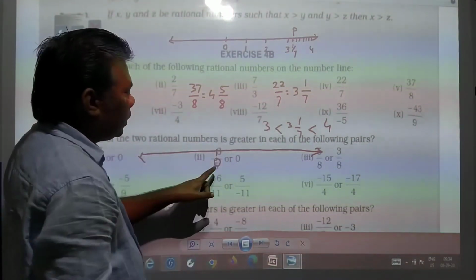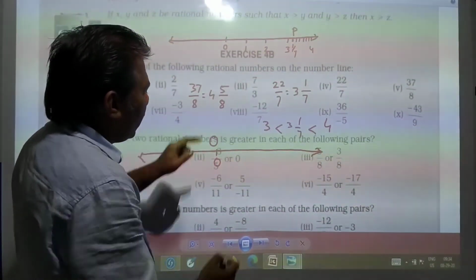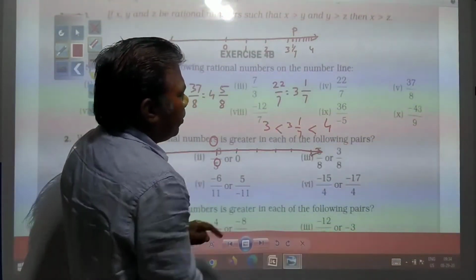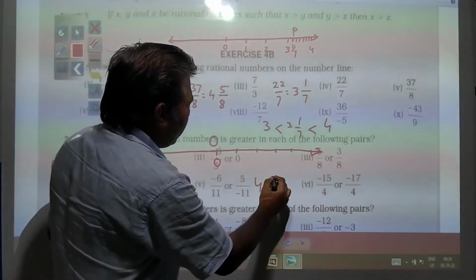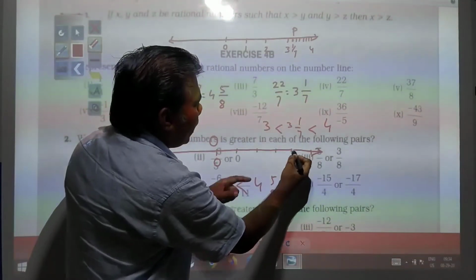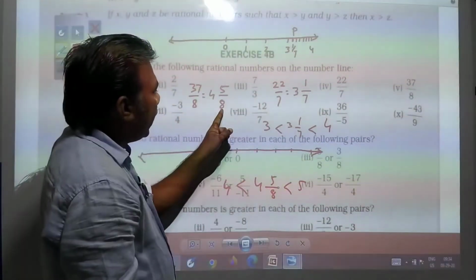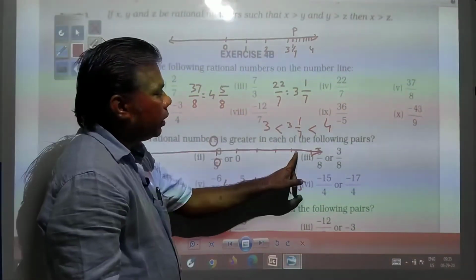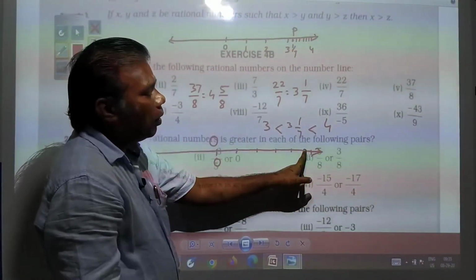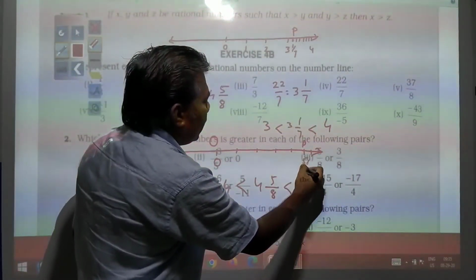Here, suppose you have fixed a point O, and the numbers start with 0. So 4 whole numbers you have. This is 1, 2, 3 and 4, and this is 5. So this number 4 whole 5 by 8 will come in between 4 and 5. So in between 4 and 5, this section is required to be divided into 8 equal portions, because in the denominator you have 8. So you divide this into 8 equal portions, and the 5th point will be your desired point. That will be your P, and that will be 4 whole 5 by 8.